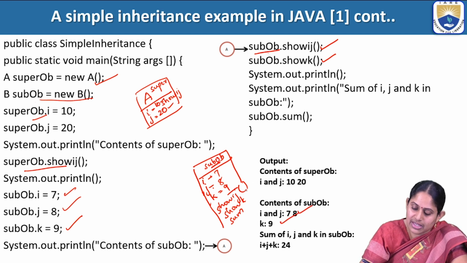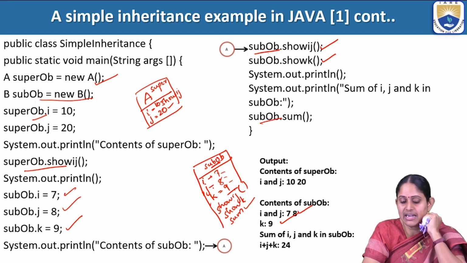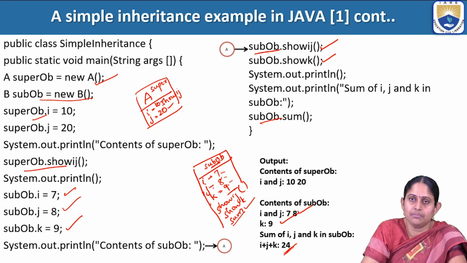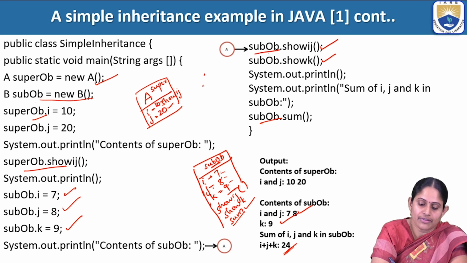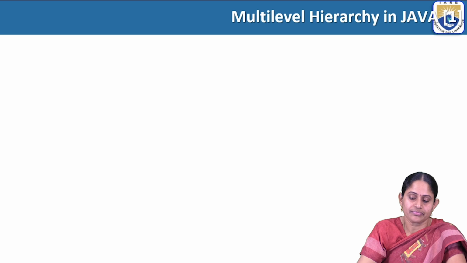And then we are calling sum. When sum is called over sub OB, it will add 7, 8 and 9, and the sum value will be displayed as 24. So this is achieving simple inheritance in Java, wherein from one class another subclass is derived. So only one level of inheritance is available here.